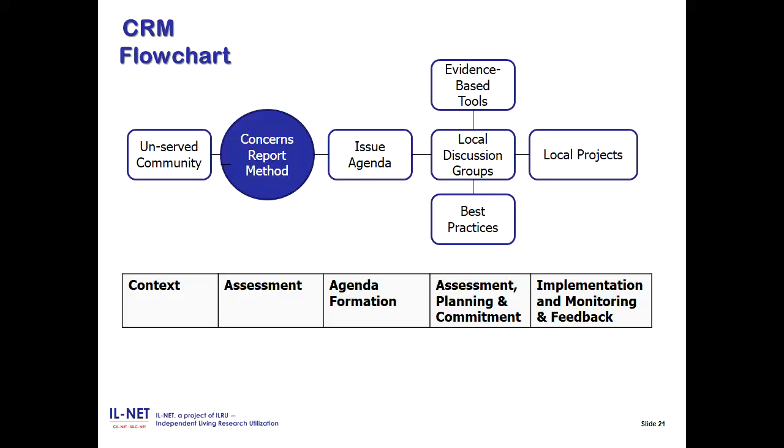This is a flow chart that shows how the concerns report method works. I'm going to go through it kind of quickly. On the bottom panel are a series of boxes running left to right. There's the context of the community, the process of assessment, agenda formation, assessment planning and commitment, and implementation and monitoring and feedback.